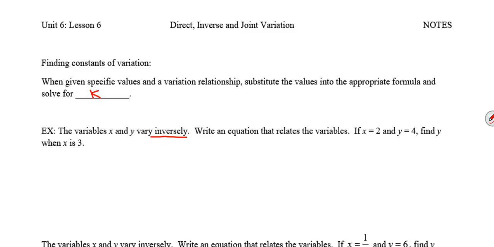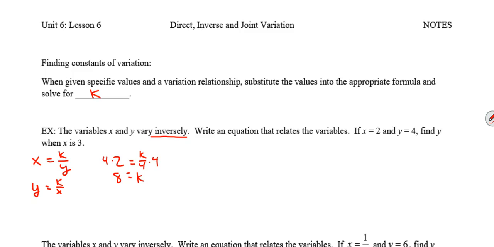It doesn't matter which way you put it, because x equals k over y and y equals k over x are the same thing, right? And I can prove it to you. So if x is 2, y is 4. So 2 equals k over 4. So in this case, I would times 4 on both sides, 8 equals k.